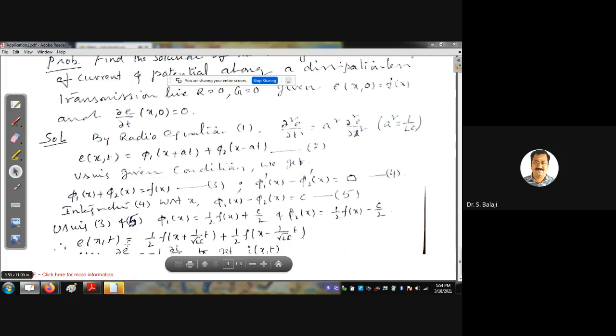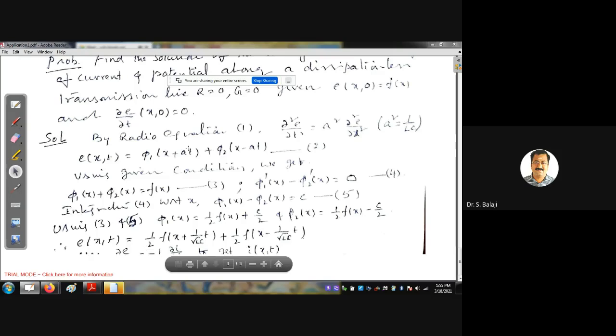Then you can use the relationship between rho and v and I, current. With the help of that relationship, you can get I here. That is simple. If you find any one, you can write the relationship between v and I or rho and I, and you can write the relationship of the other one.